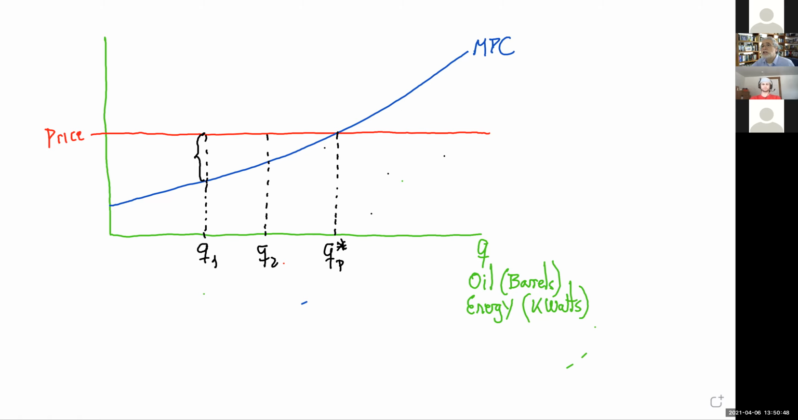But if you aggregate all these companies, this Q asterisk is going to be the aggregation, the total number of units of that product, namely oil barrels or kilowatts of energy, that maximizes the profit for the company. But we haven't talked anything about external costs yet. But this that I just did, all of you should do for your particular problem. Think of your particular situation. Some of you are thinking about energy, but others are thinking about deforestation.